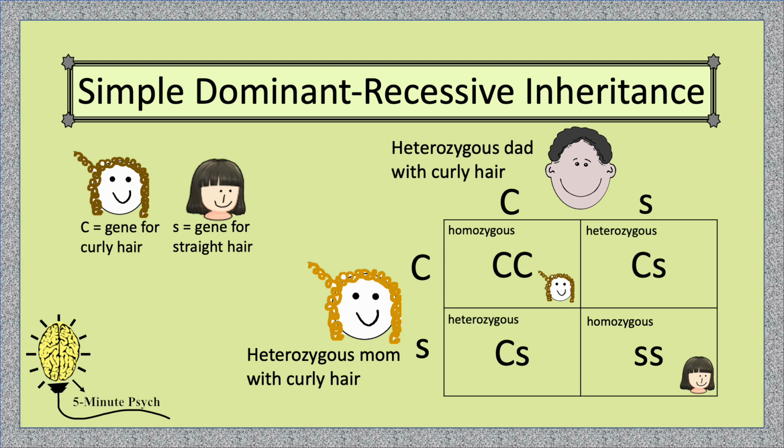Since the gene for curly hair is dominant, your phenotype would be curly hair, even though your genotype would be curly and straight hair. So with parents who each have this CS genetic makeup for curly hair, you'd have a 75% chance of having curly hair yourself and a 25% chance of having straight hair.